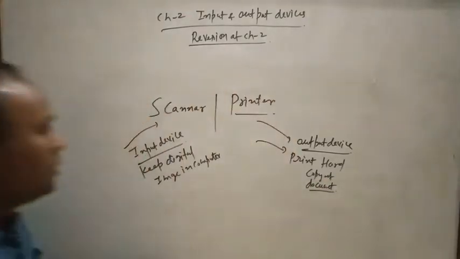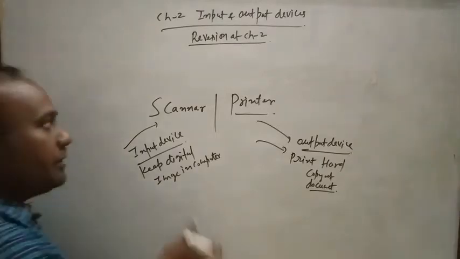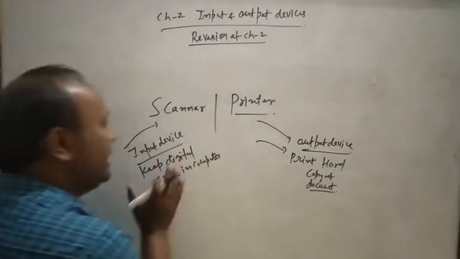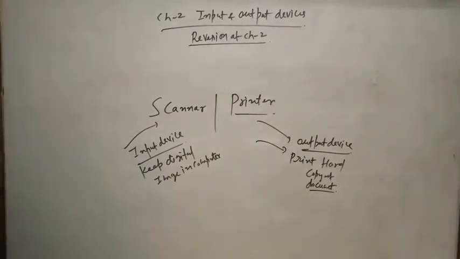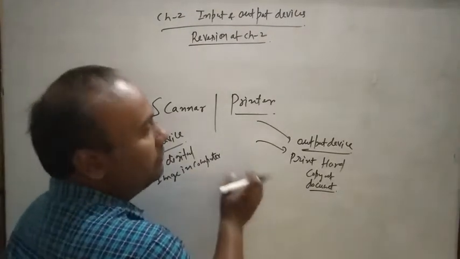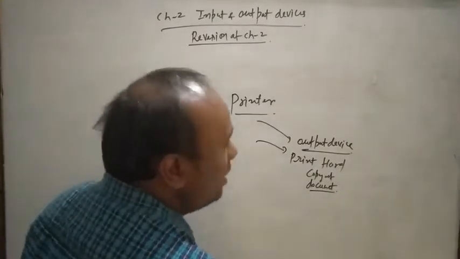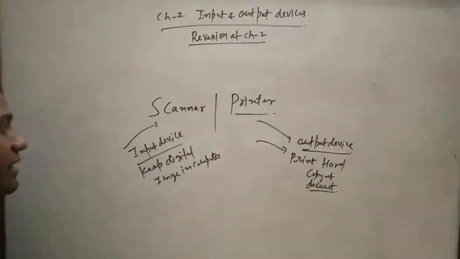There are huge differences: the scanner is an input device and the printer is an output device. With the scanner we can keep the image in digital form in the computer, and whatever image is stored in the computer we can take a printout of in the form of a hard copy. So we will try to understand the concept of the printer and scanner also.